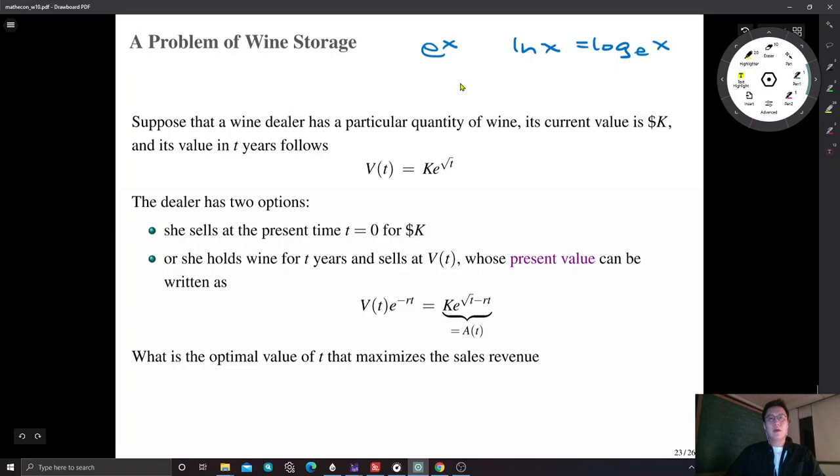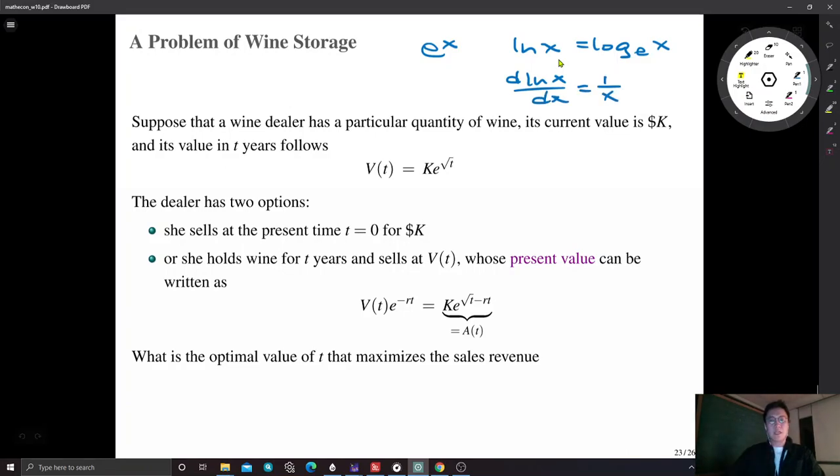Remarkably, these two transcendental functions have very simple derivatives. So e to the x is its own derivative. The derivative of e to the x is itself. It does not change at all. But for the natural logarithm, the derivative d ln x over dx is the reciprocal, 1 over x.